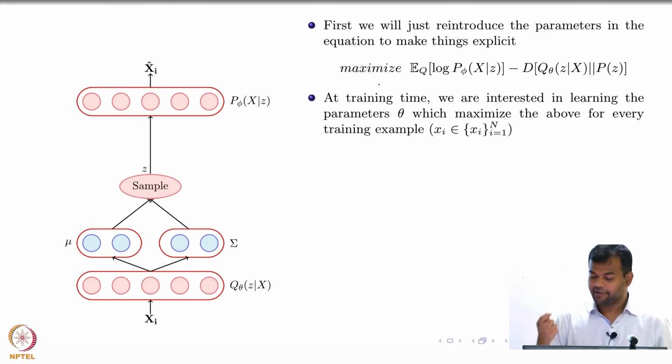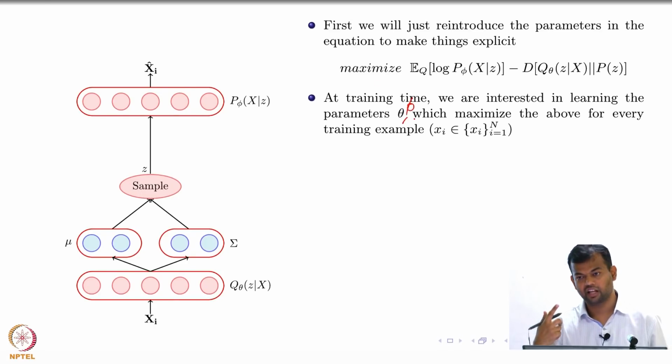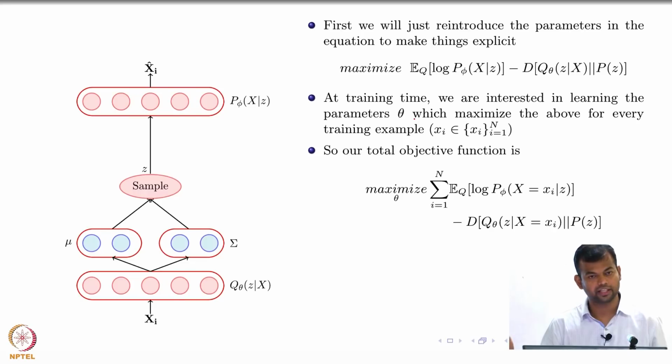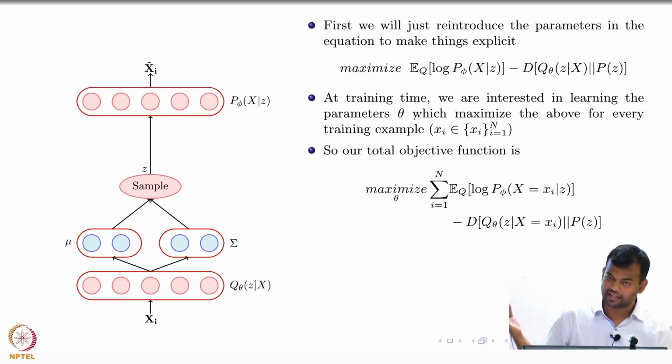So at training time, we are interested in learning the parameters theta and phi, which maximize the above for every training example given to us, right? For each of the xi's, we are interested in maximizing this quantity, okay? So that total objective function is just going to be the sum over all these individual objective functions. Is that fine? Okay. But now my favorite algorithm is stochastic gradient descent.